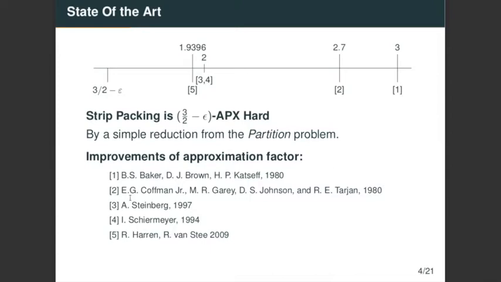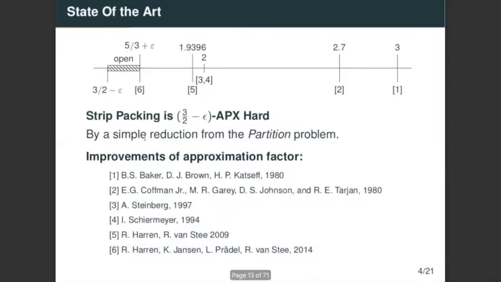And then it was stuck on the barrier of 2. Then Harren and van Stee managed to break the barrier in 2009. And finally, Harren, Jansen, Prädel, and van Stee obtained a 5/3 plus epsilon approximation factor, which is the current best status of this problem. So now there is this open gap from 3/2 minus epsilon to 5/3 plus epsilon.